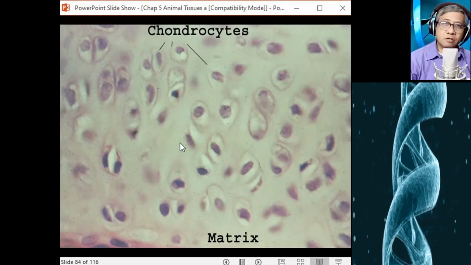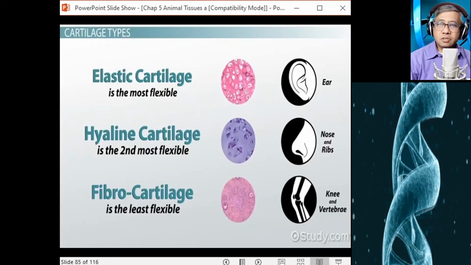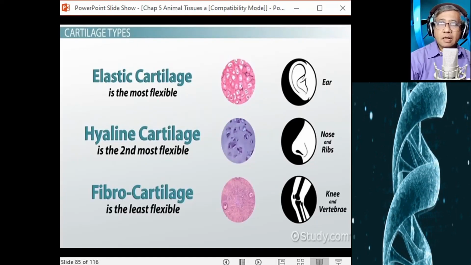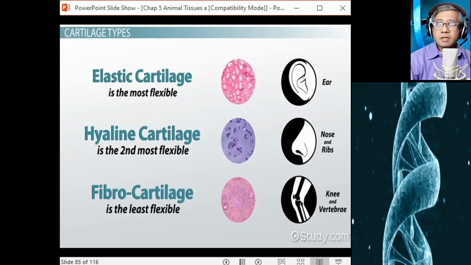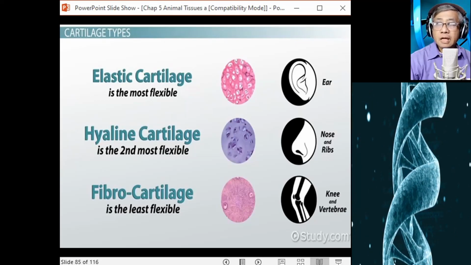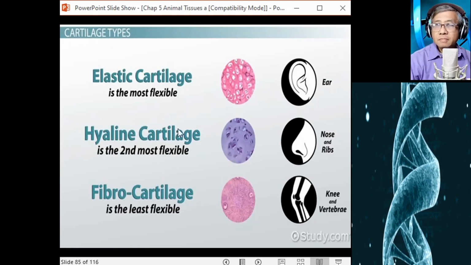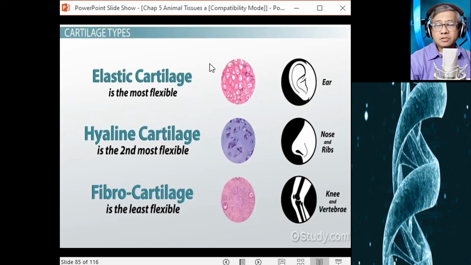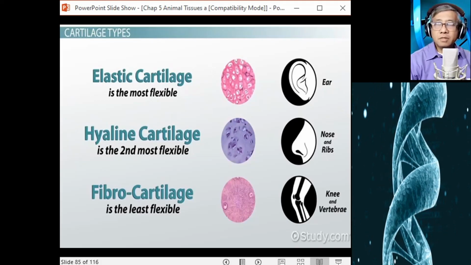And the extracellular matrix. Now, there are three types of cartilage tissue. So, we have hyaline cartilage, elastic cartilage, and fibrocartilage. Where can you find elastic cartilage? You can find that in the pinna of the ear. A hyaline cartilage, which is the second most flexible. The most flexible, by the way, is elastic cartilage. So by the name itself, elastic. So flexible siya. No? It can be stretched, no? Like the pinna of the ear.